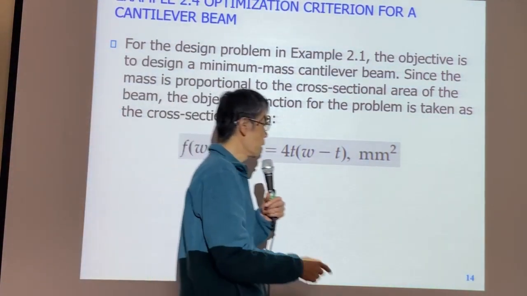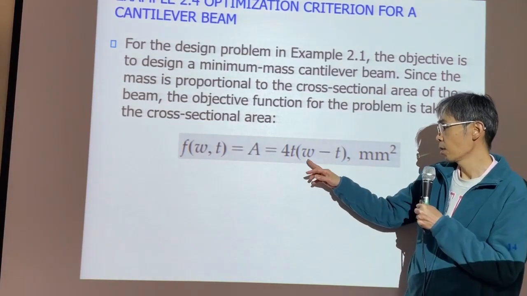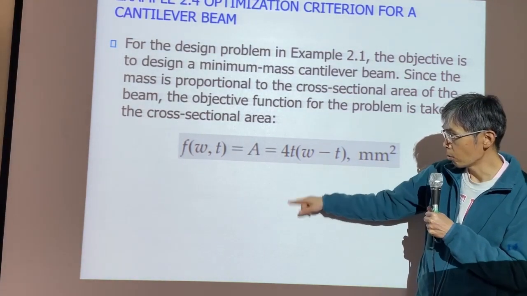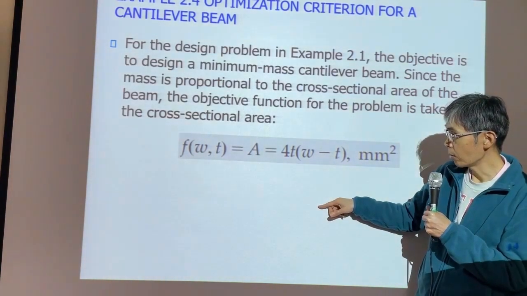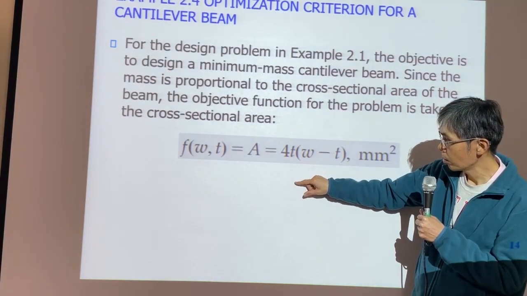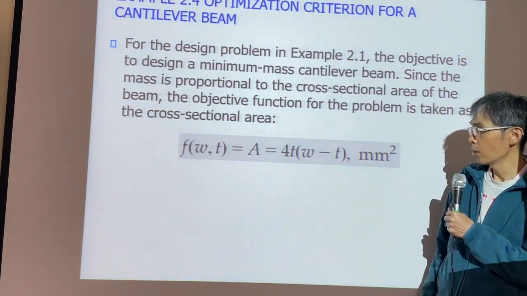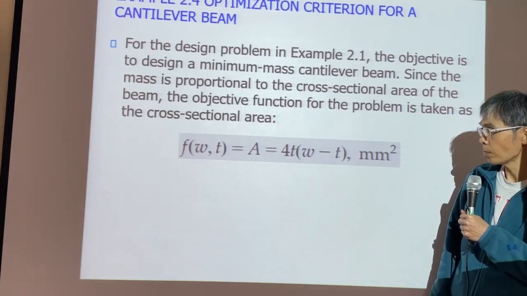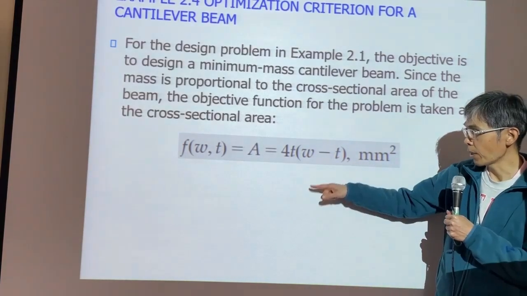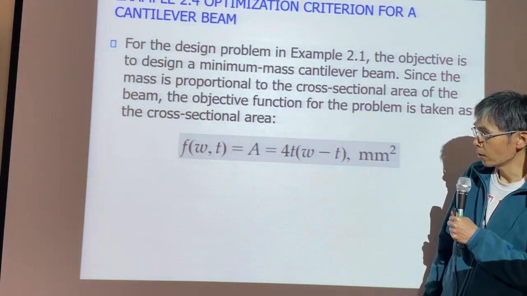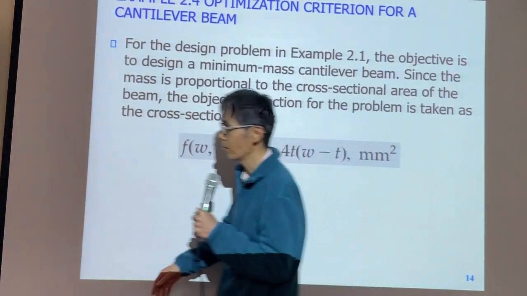So this is the cross-sectional area. We have a hollow section, so it is W minus T, times T, times 4. Because W minus T times 4, 1, 2, 3, 4, and the thickness T. So this is the cross-sectional area. But anyway, you can do this by yourself.